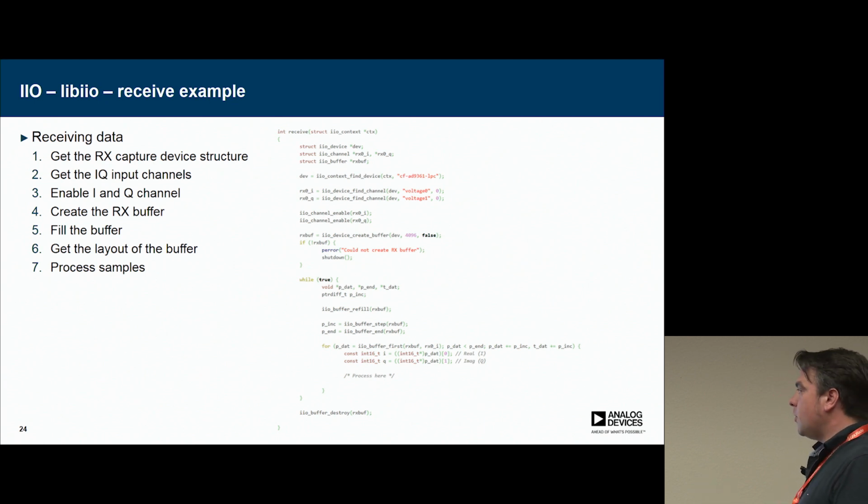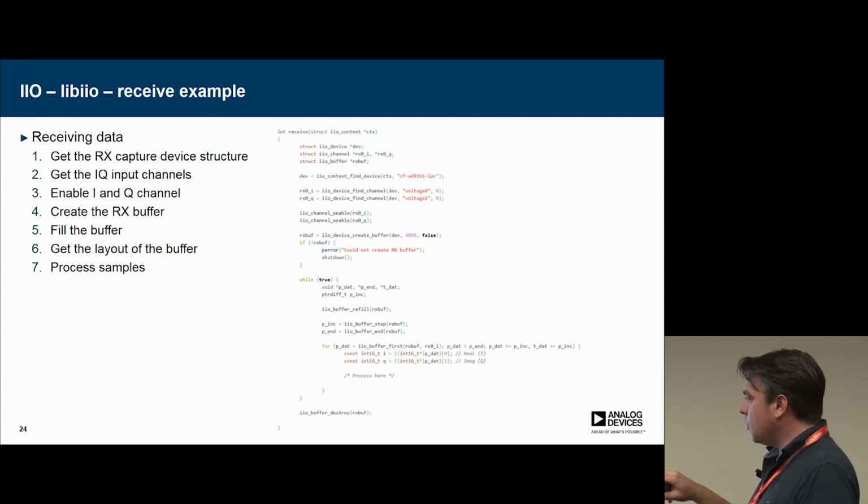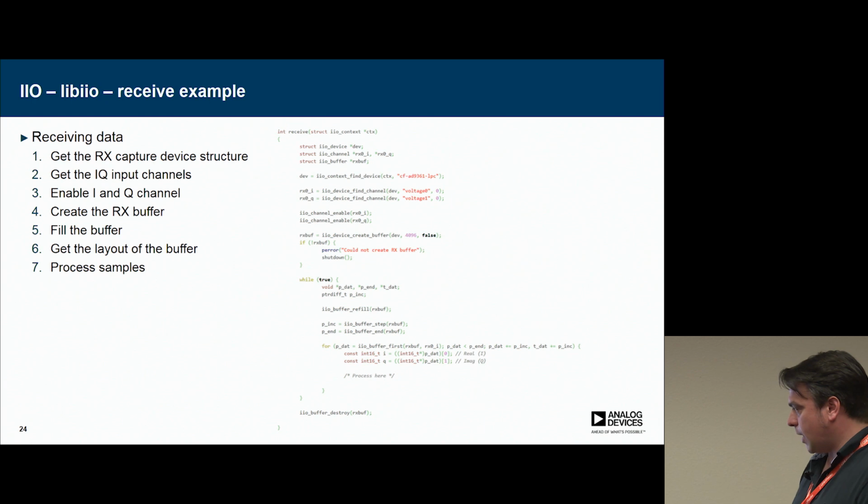Then we create a buffer with a certain size. And then we just call iio_buffer_refill. And then we get the buffer start and where the buffer ends. And then we just loop over the buffer and get the I and Q samples.